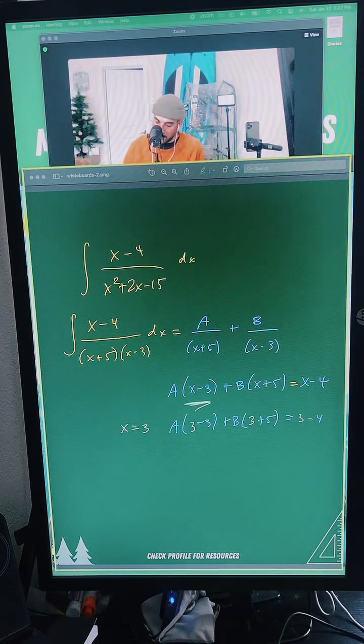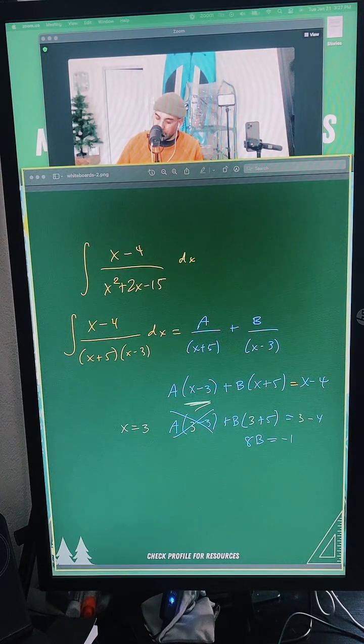You're welcome, Gabriella. Yeah, that's what we're here for. So the reason why I plugged in 3 is because look at that first parentheses. 3 minus 3 is 0. That's really nice because that eliminates our a value. So then all we have is 8b is equal to negative 1. So b is equal to negative 1/8.